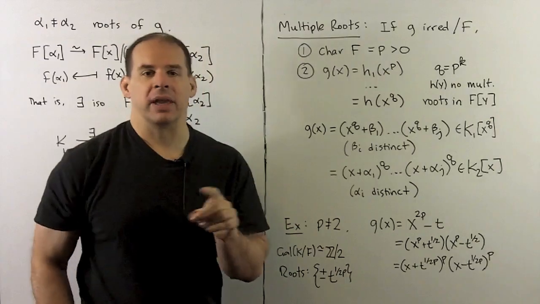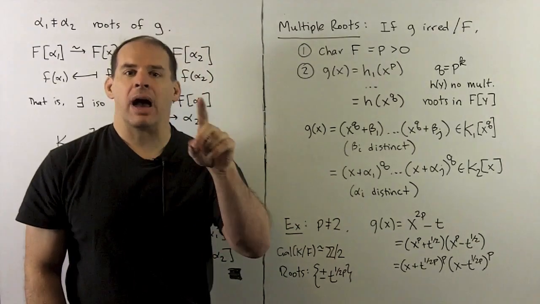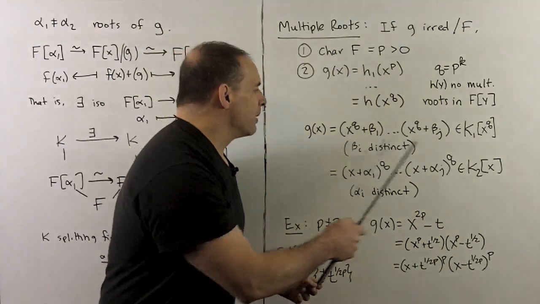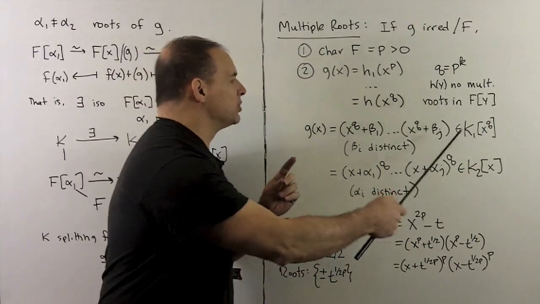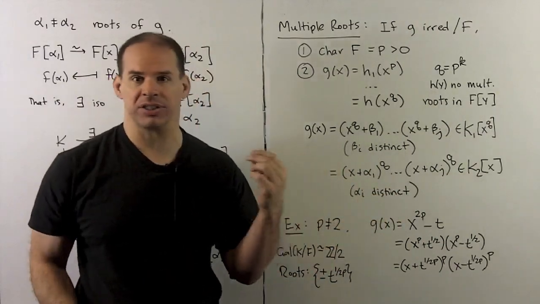Now we know the Galois group is going to act on the alphas by acting on the betas. So essentially, all the Galois group is doing is acting on this separable extension.